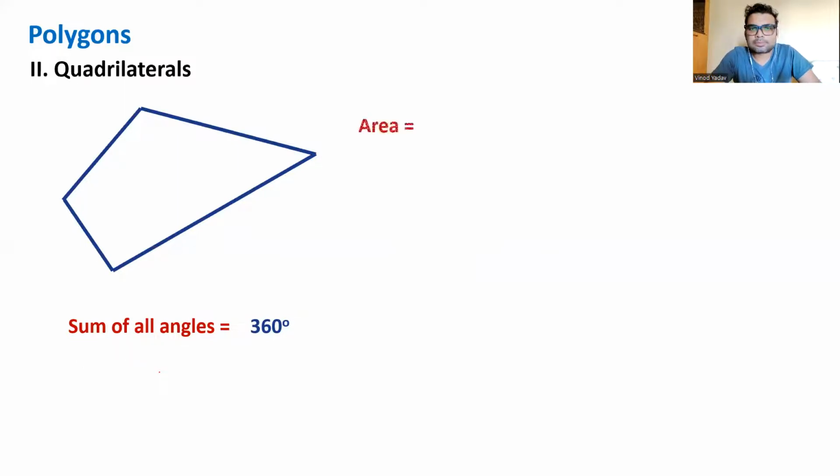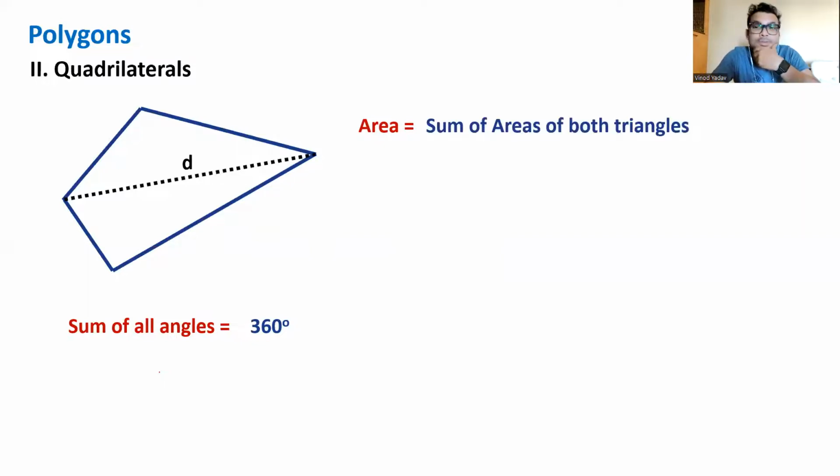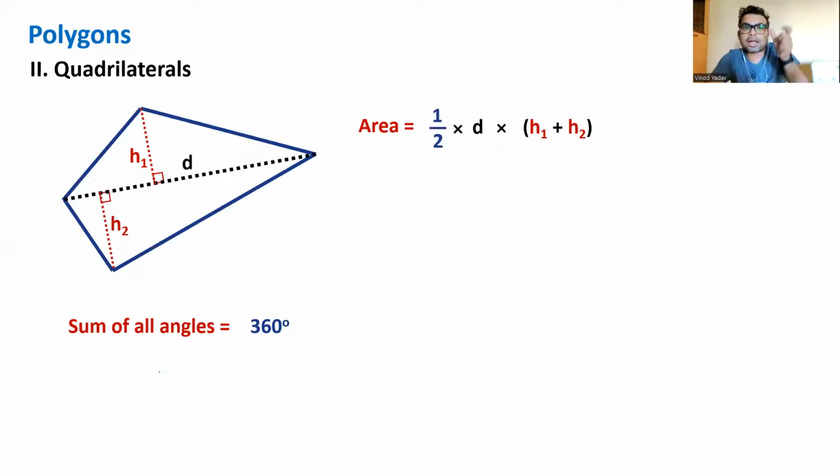Yes. Area. Now what will you do for area? Again, the known shapes. You can split this quadrilateral into two triangles, isn't it, friends? So the sum of areas of both the triangles we can develop as base into height. So half d into h1 plus half d into h2, half d common, so h1 plus h2. That is one way, friends.